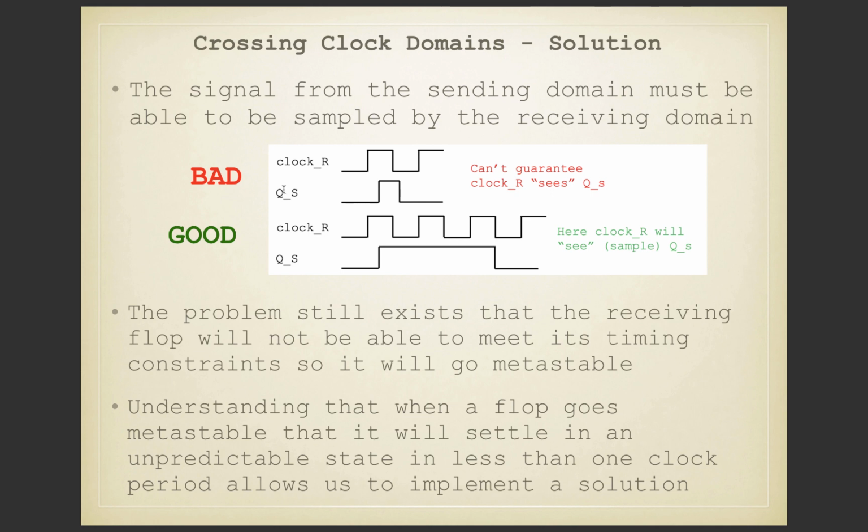So that is represented by the fact that this pulse goes high and low, never seeing the active edge of the receiving clock. It doesn't see it. So how do we do it? What's our first rule for the solution here is that the signal that is being sent that we want to receive must be able to be sampled in the receiving domain. That means it must be able to see it.